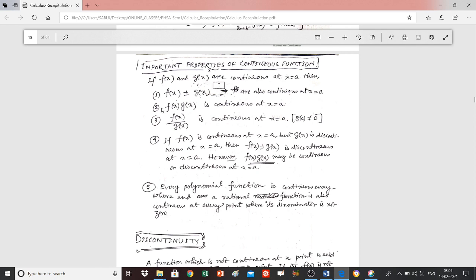Now the next one is f(x) and g(x), that is, the multiplication of these two functions is also continuous at x equal to a.